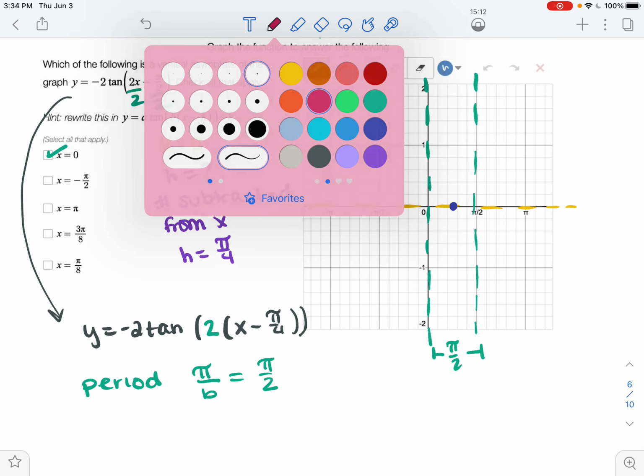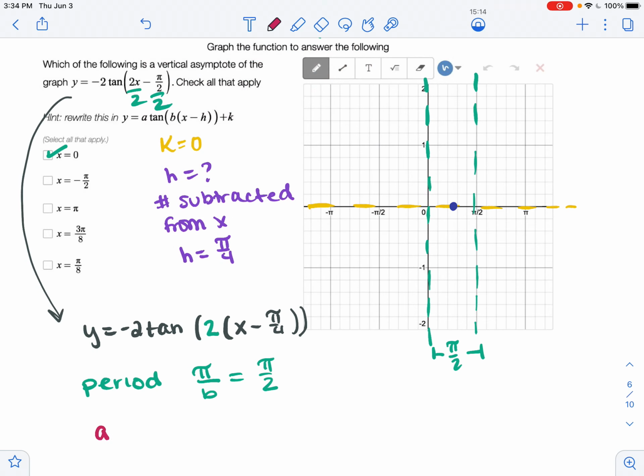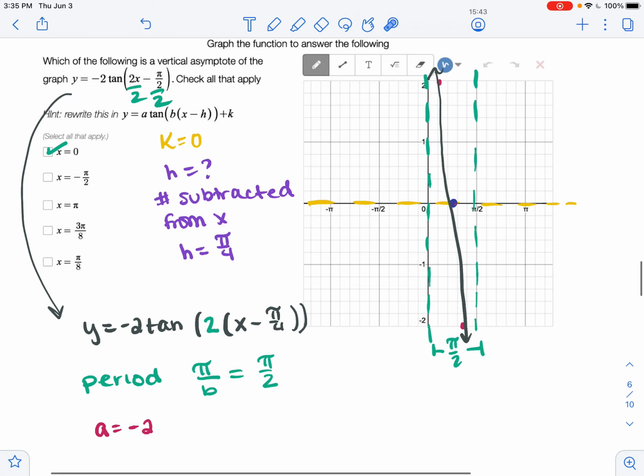Just for fun, I want to finish this cycle noticing that my a value is -2. So when we step to the right, when we go to our quarter point, the point that is somewhere between our midpoint and our first vertical asymptote, we're actually going to be stretched all the way down here at -2. And then on the other side, we'll be up at +2. Okay, so we have that vertical reflection where that positive side of tangent is actually reflected down and stretched away by 2 units.